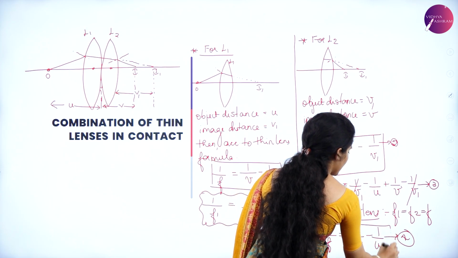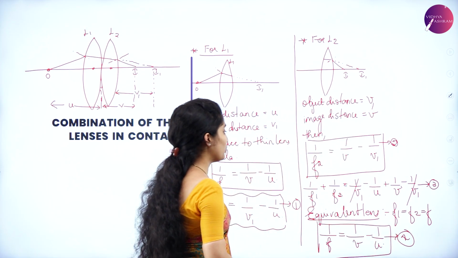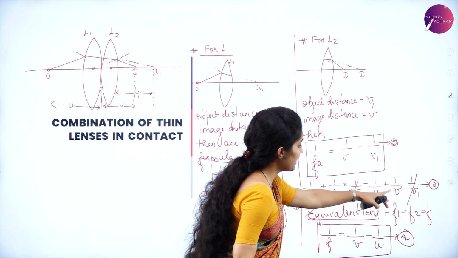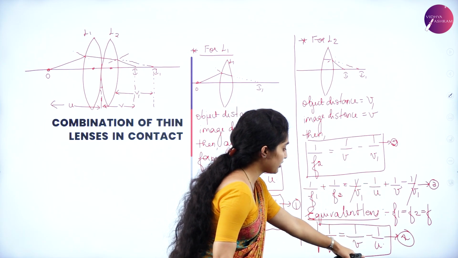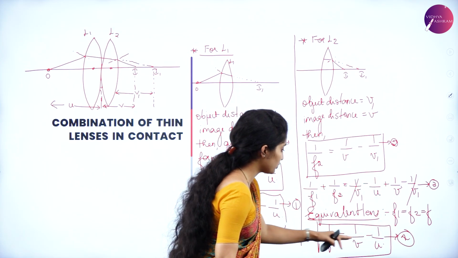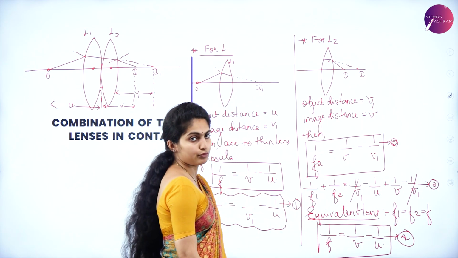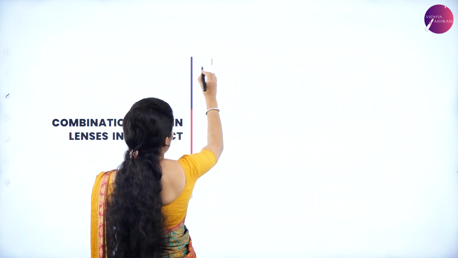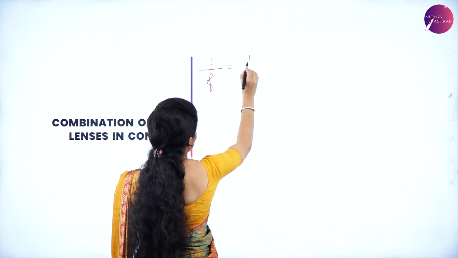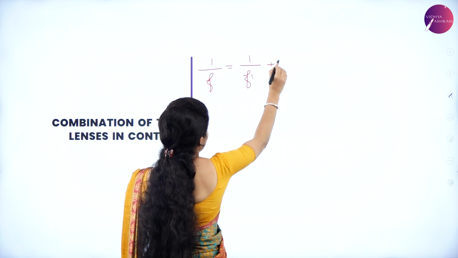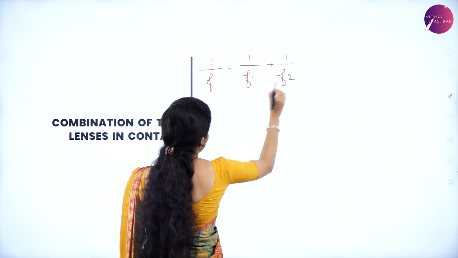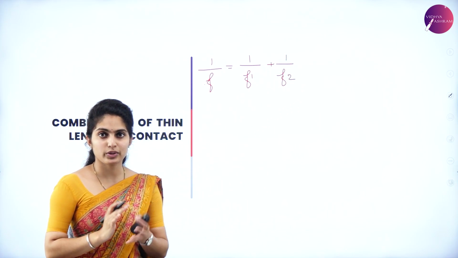So we have equations 3 and 4, which can be equated. Instead of 1 by v minus 1 by u and 1 by v minus 1 by u, you can equate both and write it as 1 by f is equal to 1 by f1 plus 1 by f2. So it can be rewritten as 1 by f is equal to 1 by f1 plus 1 by f2. This is how we write it.